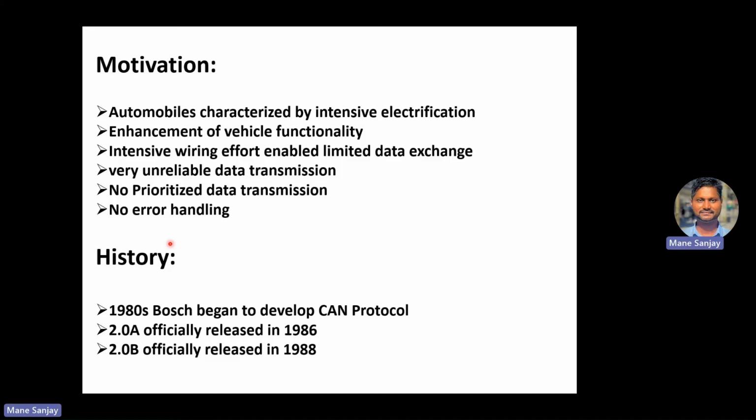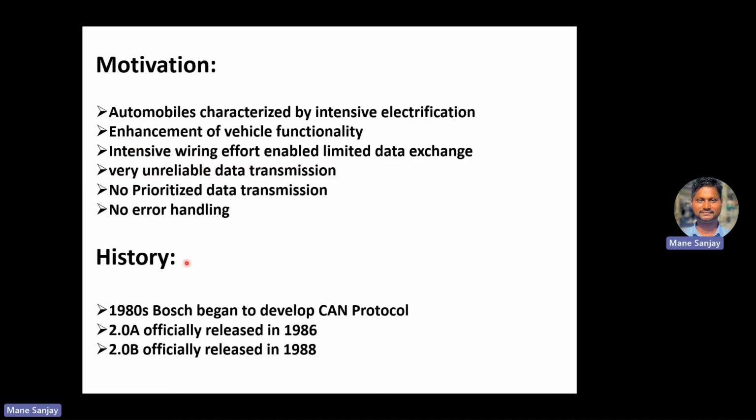So intensive wiring efforts enabled limited data exchange. As you need more information to be transmitted from one ECU to another, definitely we need more wiring harness, right? So as soon as you increase the wiring harness, the data exchange gets limited because of the complexity. And because of the complexity, the next point is unreliable data transmission. Also there is no priority on the data transmission. If one ECU wants to send some information with the highest priority and interrupt another ECU that is sending a low priority message, that's not possible in the conventional method. And error handling is also not possible. So all these points triggered the invention of this CAN protocol.